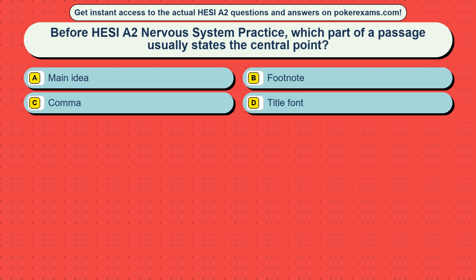Question 25. Before HESI A2 nervous system practice, which part of a passage usually states the central point? Option A, main idea. Option B, footnote. Option C, comma. Option D, title font.